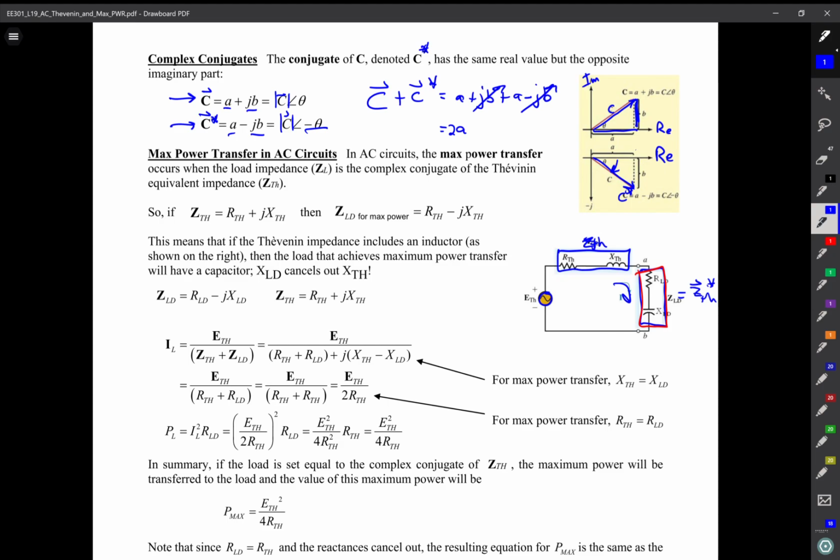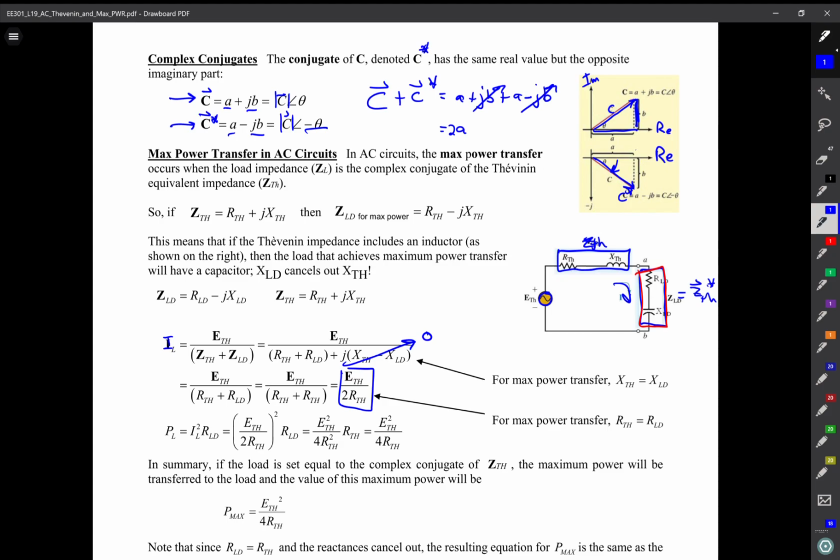And so now I have, for my current equation, E Thevenin, which is my voltage, divided by Z Thevenin plus Z load. They're in series. Now, if Z Thevenin and Z load are complex conjugates of each other, notice what happens to my reactance, the imaginary part. Well, that actually cancels out, and I'm left with a real value for the current, or that I'm looking at E Thevenin divided by 2 times R Thevenin. It's not a real value, but it's in phase with the voltage.